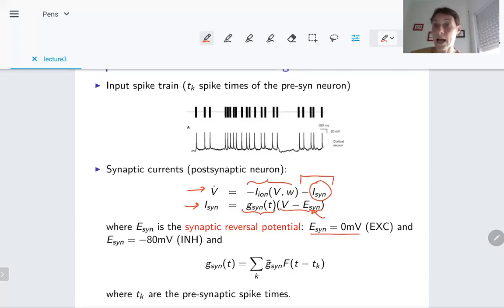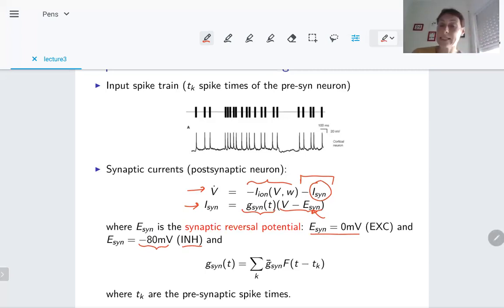So we will have a positive effect on the voltage. It will cause the voltage to depolarize, to rise, to generate an action potential. However, for the inhibitory ones, this synaptic reversal potential is chosen equal to minus 80 millivolts. So this is going to be mostly positive, and then this current is going to be negative. This current is going to be positive with the negative sign, so it will have the effect of pushing the voltage down. So this is the effect of an inhibitory synapse. Okay.